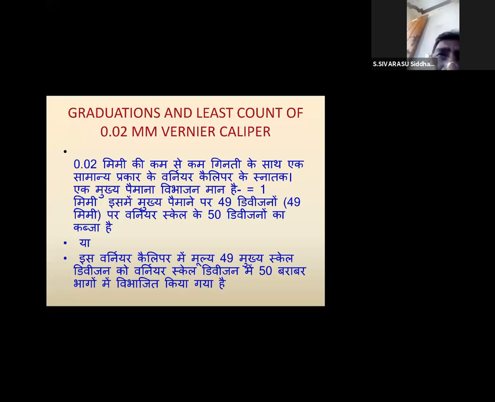In the main scale, 49 main scale divisions are divided into 50 equal parts in the vernier scale division. In this vernier caliper, 49 main scale divisions are divided into 50 equal parts.